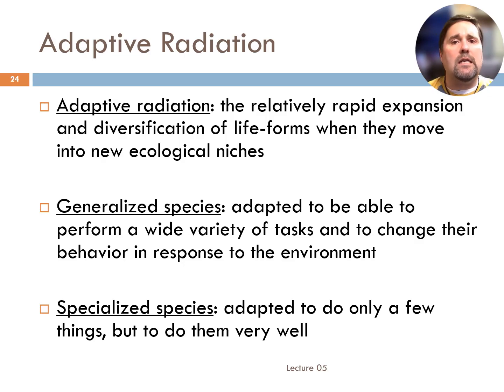One of the most recognizable is called an adaptive radiation, the relatively rapid expansion and diversification of life forms when they move into new ecological niches. This is when one ancestral species suddenly evolves into many descendants, all with different traits. When you create a phylogenetic tree of this process, you see one trunk split into many branches, with the branches radiating outward in all directions. It's a common pattern in the history of life on Earth.